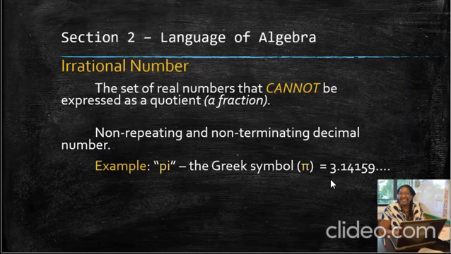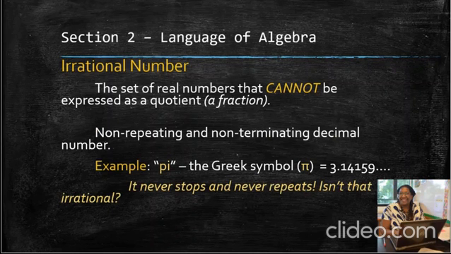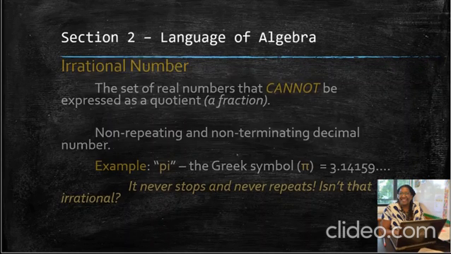3.141592. It continues on and on forever, never repeating, never stopping. That is an irrational number. It never stops, never repeats. Isn't that irrational? That's a good way to remember irrational versus rational numbers.